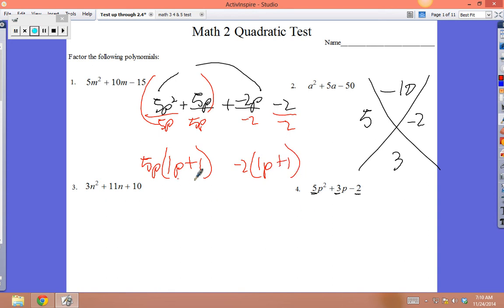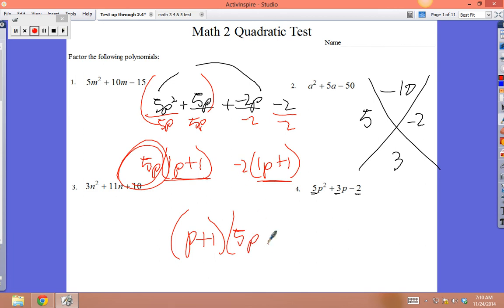And now I match up. P plus 1, p plus 1. So my final answer, one of the groups is going to be p plus 1. The other group is going to be what you divided it by. 5p minus 2. And that is it.